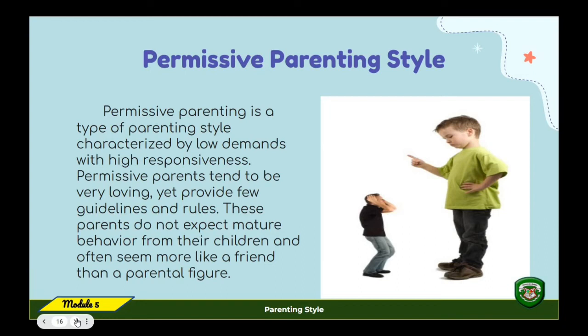For example, not being able to say no because they don't want to upset their child, and also always putting the wants of the child before their own. Another example for the permissive parenting style is asking their child to do a task only when it is convenient for the child. Okay, so that's it for the permissive parenting style.